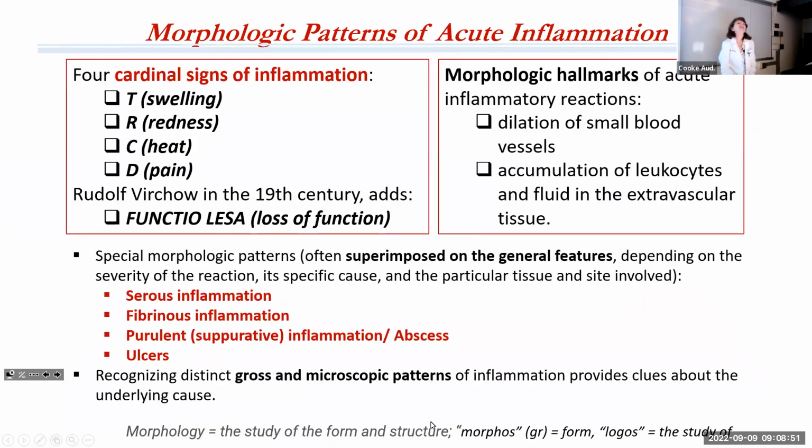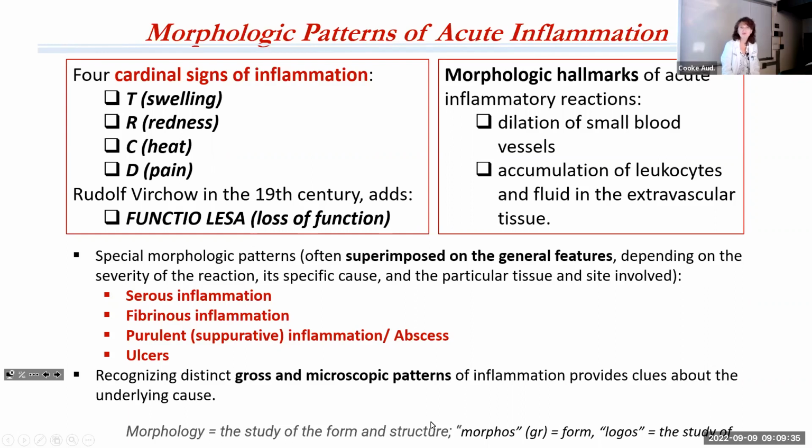So you learned yesterday about the 5 cardinal signs of inflammation. You remember them? Tumor, rubor, calor, dolor, functio laesa. And you learned that morphologic hallmarks of acute inflammatory reactions include dilation of small blood vessels with accumulation of leukocytes and fluid in the extravascular tissue. These are the general morphologic hallmarks of all acute inflammatory reactions, but often superimposed on these general features, depending on different factors, such as the severity of the reaction, the specific cause, the particular tissue or site involved, we can see special morphologic patterns.